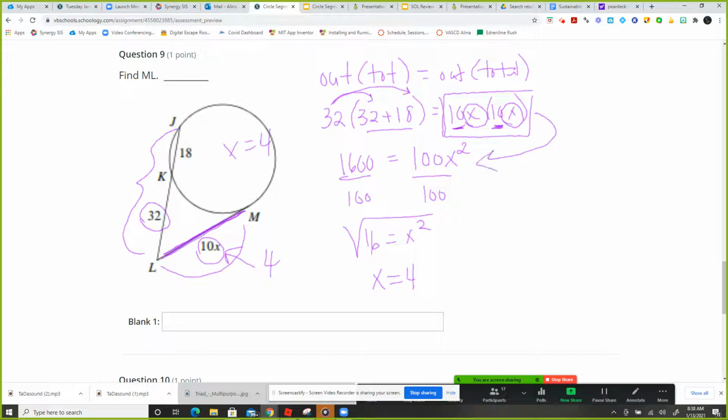Okay. It's this step right here that will get a lot of people. Some people will say 100x instead of 100x squared. And some people will say 10x squared instead of 100x squared. You need to make sure you square both parts of your term.